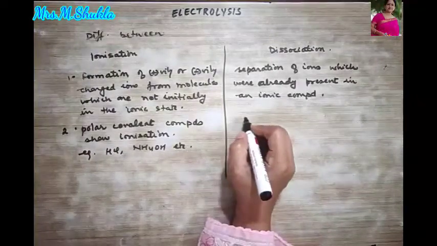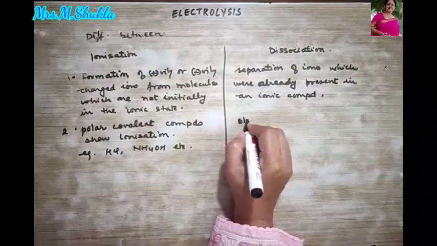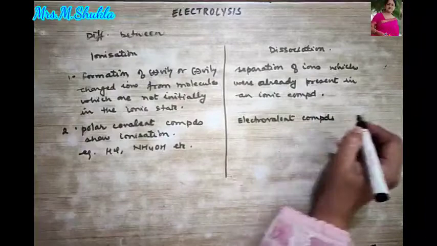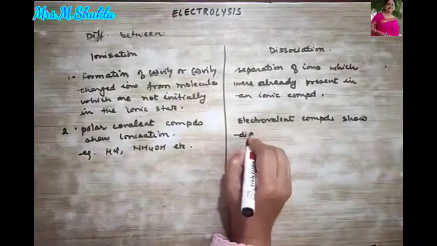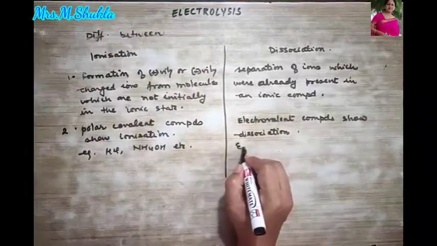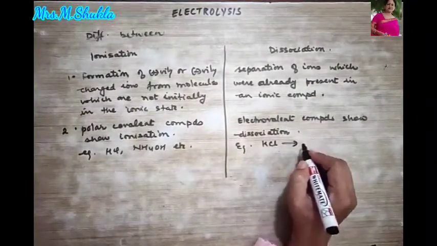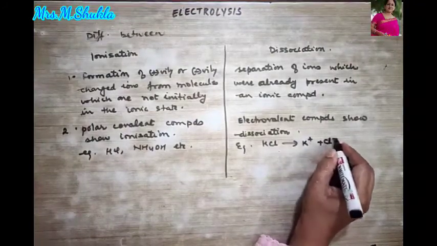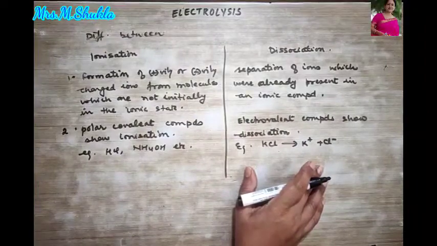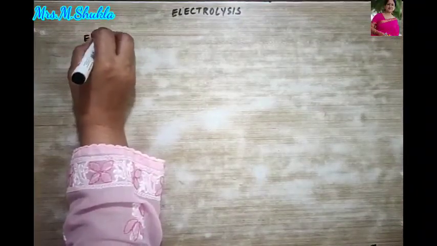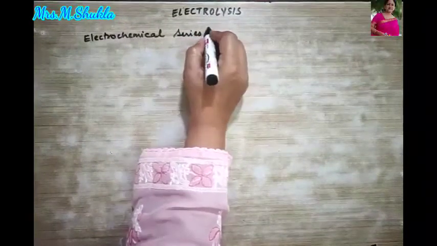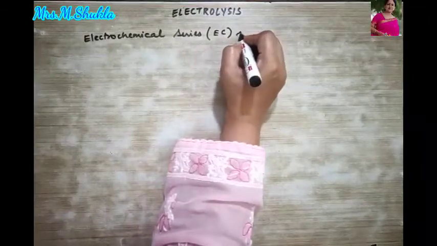Okay, whereas electrovalent compounds show dissociation, right? Example could be like your KCl. On dissociation or passing current, it will form K plus Cl minus. Okay, so this was the difference between ionization and dissociation. Next, let us now understand the electrochemical series. Okay, this is important, which is also called as EC series.